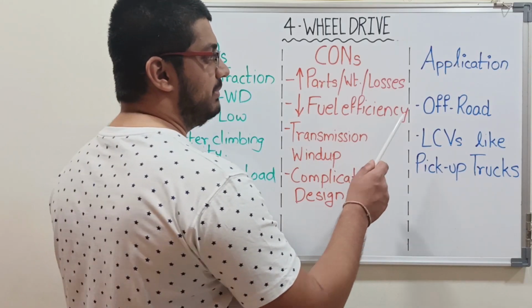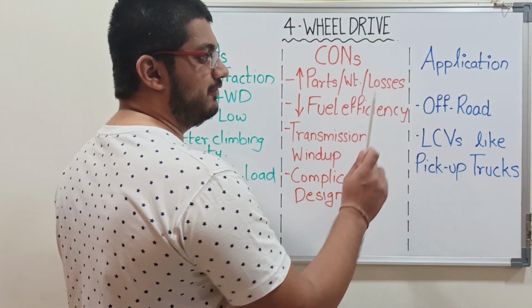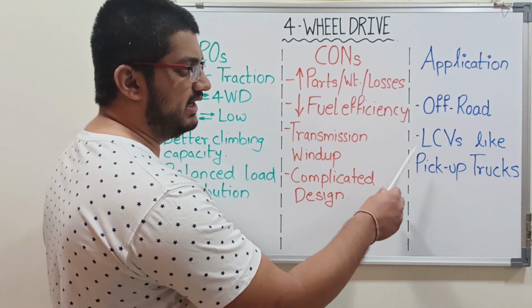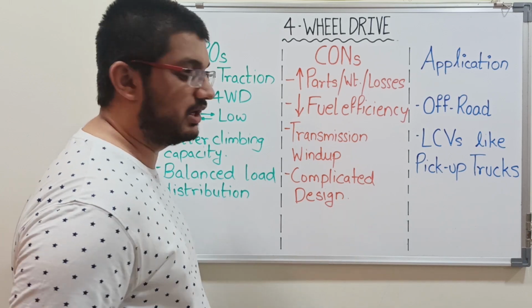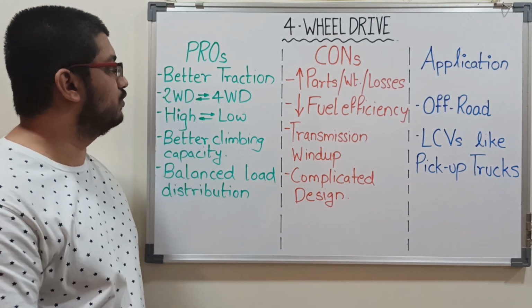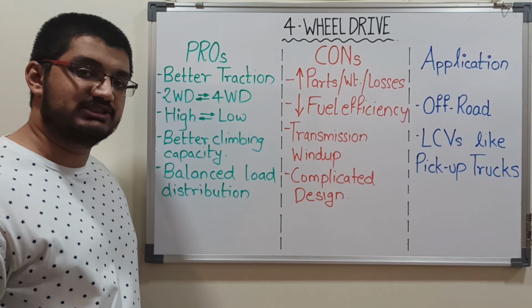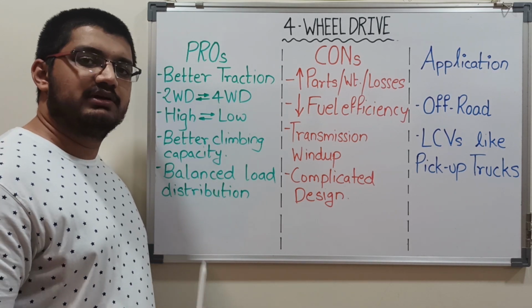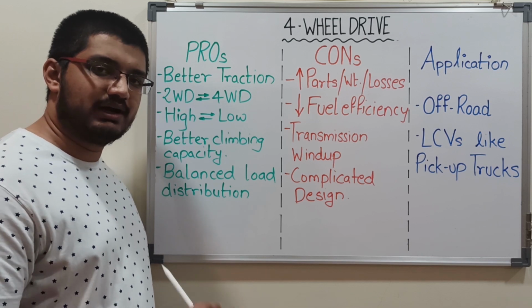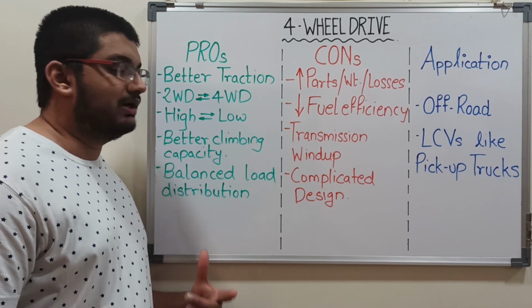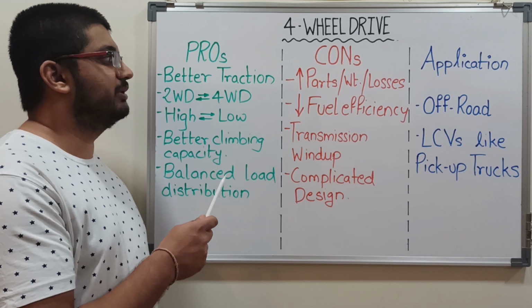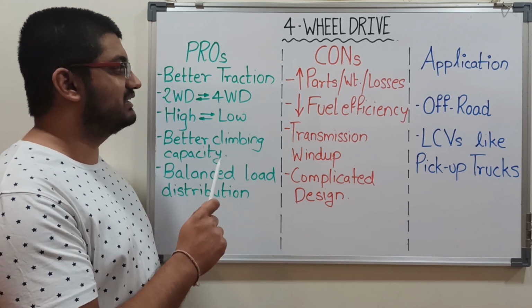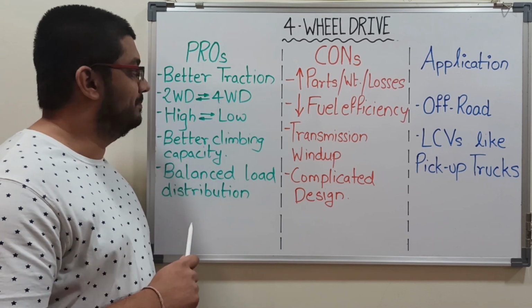Okay, so the major application of four-wheel drive is off-road vehicles. It is majorly used in all the off-road vehicles, and also in light commercial vehicles like small pickup trucks. So moving on to the pros, the biggest pro is better traction as all four wheels are driven. In the case of two-wheel drive, if the driven wheels are not in contact with the ground, then the vehicle cannot be propelled forward. But that doesn't happen in four-wheel drive because one of the four wheels has to be in contact with the ground. So it has much better traction and hence much better control also.